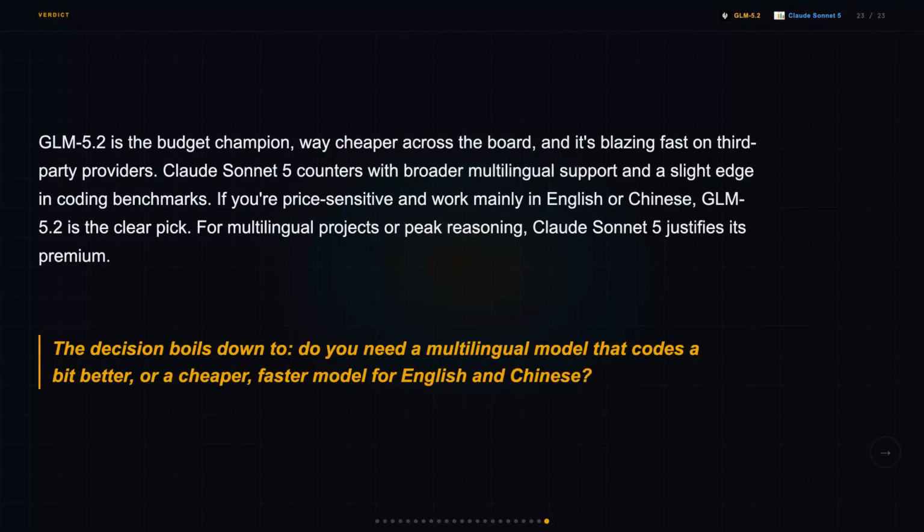I went in thinking Claude Sonnet 5 would pull ahead more decisively on coding, but the gap is basically 1.1 points. So here's the decision rule. If you work in English or Chinese, care about cost, and want speed for high-volume work, pick GLM 5.2, because 56% cheaper on output is real money. And if you need multilingual support or want that slight coding edge, Claude Sonnet 5 is worth the premium.